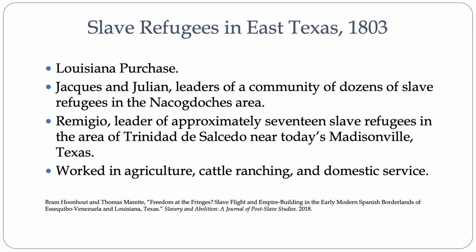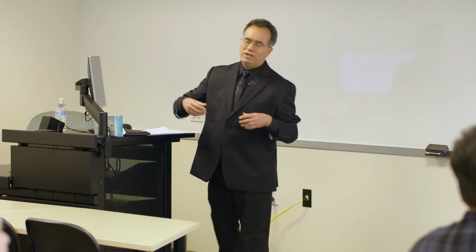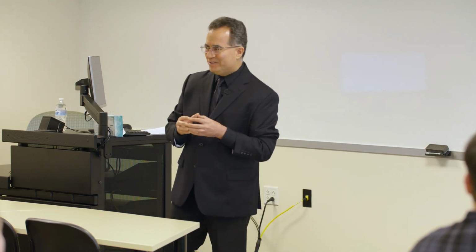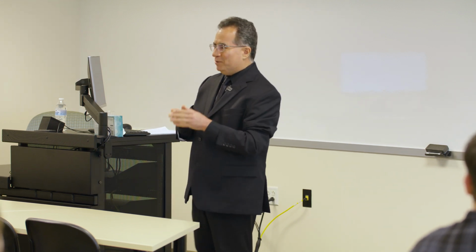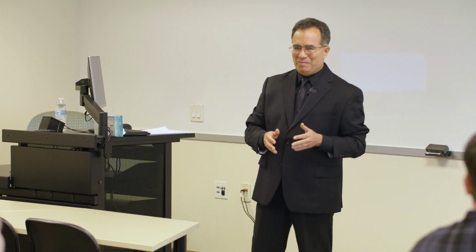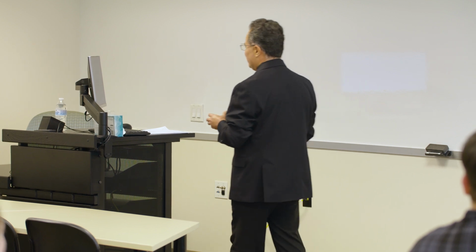These communities include dozens of slaves. They find a living working in whatever they can: agriculture, cattle ranching, domestic service. And this is the beginning of a much larger migration that we will see later. So what we have seen so far is enslaved people exploiting international rivalries. Enslaved people learn to exploit the international rivalry between the Spanish and the English. Later, they will learn to exploit the international rivalry between Mexico and the US.